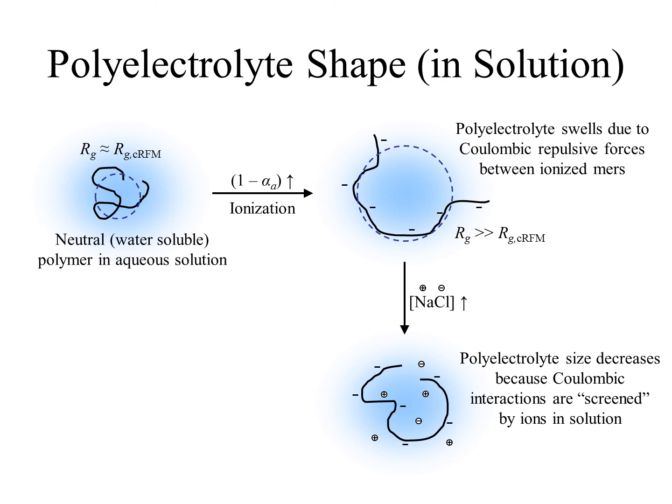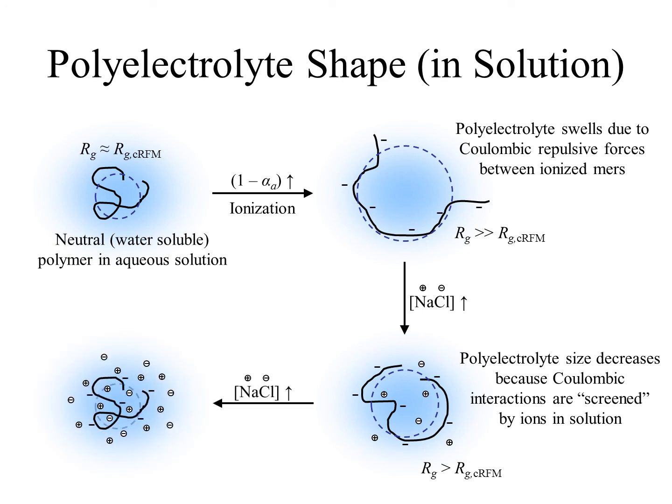Now, no matter what the extent of ionization is, even if it's a quaternary amine in the mer, adding salt decreases the size of the coil. Why? Because the extra ions in solution now begin to screen the repulsive Coulombic interactions between the charged mers. Note that it is still swollen, however, in comparison to the original estimated size according to the corrected random flight model. Eventually, as more and more ions are added to the solution, the polyelectrolyte's random coil size reduces to its estimated size as the Coulombic interactions between its mers are all but completely screened out.